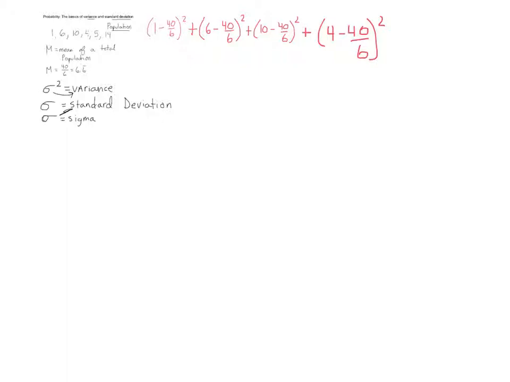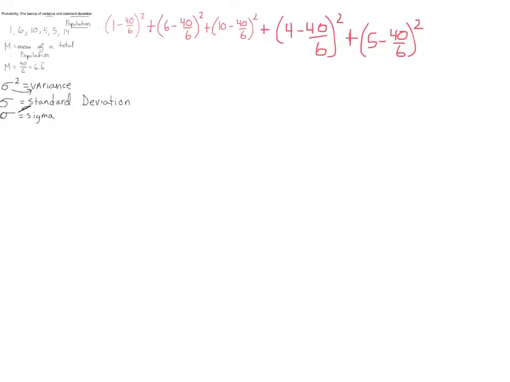Why am I using 40 over 6 instead of 6.6 repeating? Because it's exact. I don't want to, every time you round and then you calculate by rounding, you lose a little bit of your accuracy. Okay, and then I've got 5 minus 40 over 6 squared plus what? Plus 14 minus 40 over 6 squared.